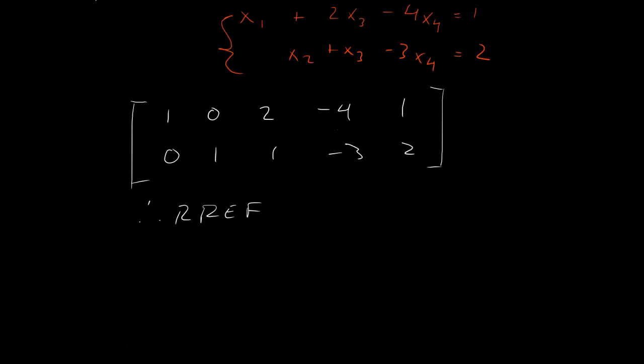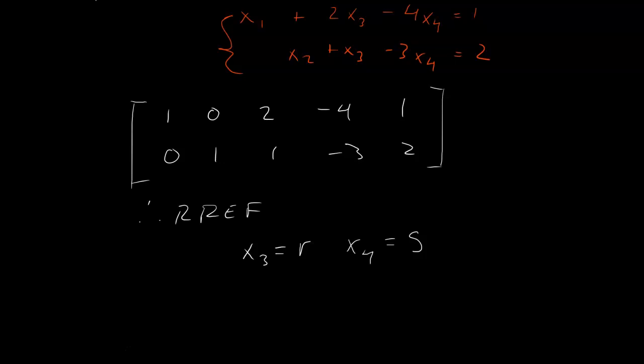And so that tells me my x3 could be an arbitrary parameter. So I'm just going to call it r. And x4 could also be an arbitrary parameter. Call it s. And so I can express all of my other variables in terms of this.